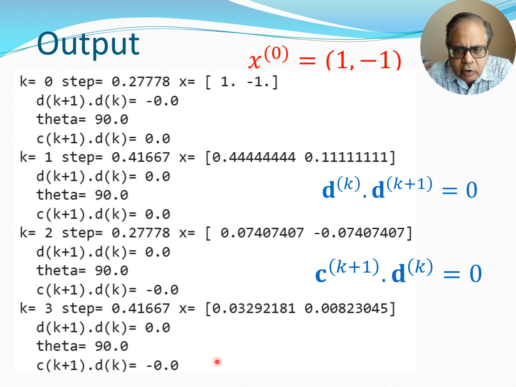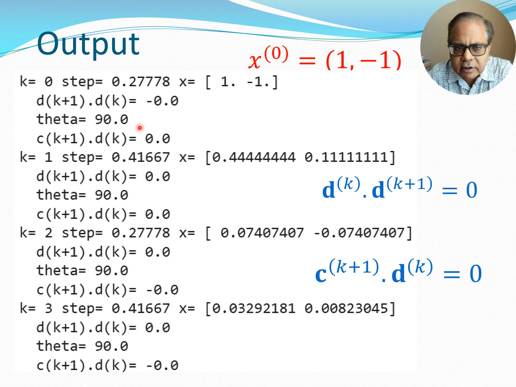Now let us print out all these and see. So you can see here I've printed these out, and you see here I start from the point x is 1, minus 1, and each time we take a particular step size, and then we are moving forward and trying to solve this problem. And each time you see that dk plus 1 dot dk is almost 0, and ck plus 1 dot dk is also 0. So these are all 0. If I printed them out in terms of numbers, they come out to e to the power minus 15, minus 14, something like that. So I have rounded them off to 0.